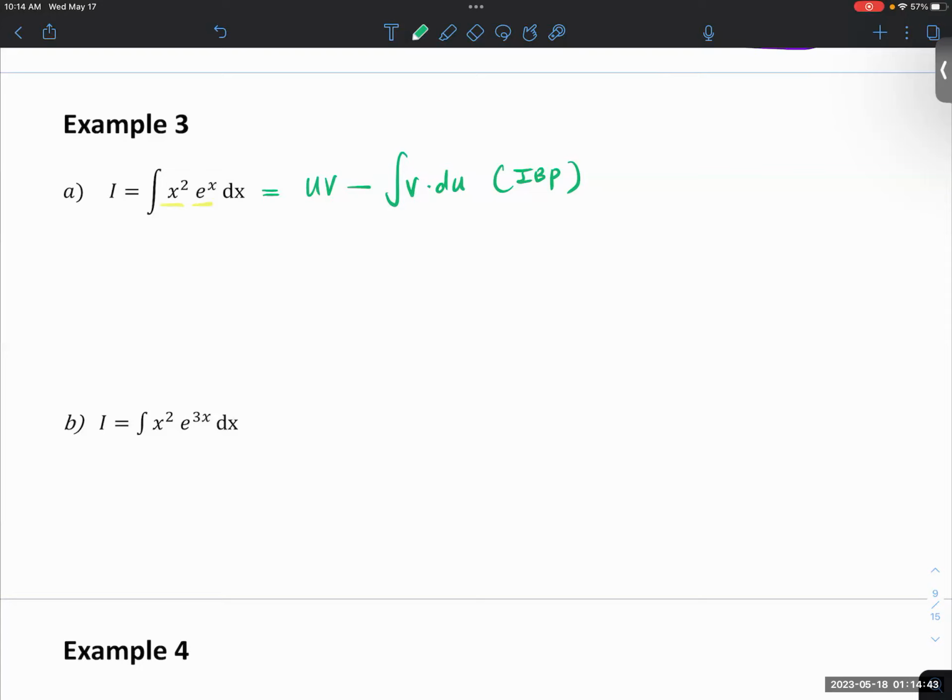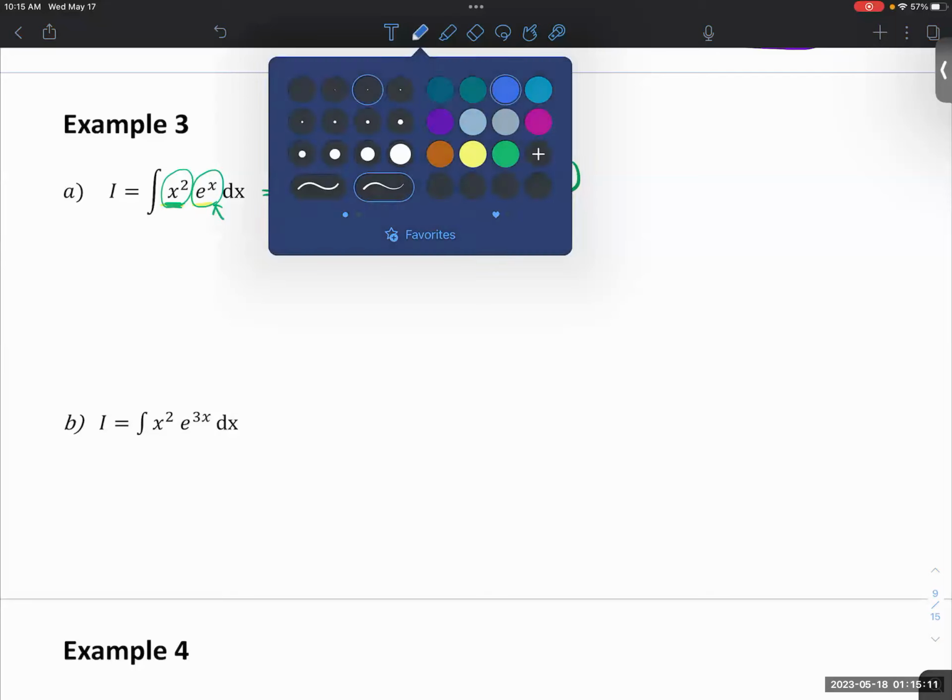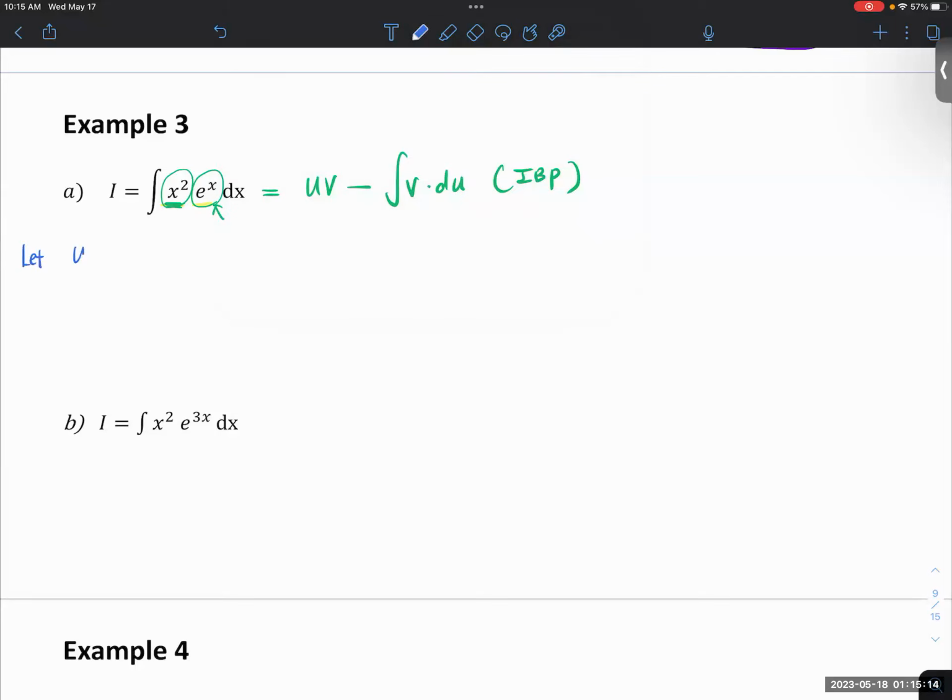So you might hesitate about which one is going to be the first function. Both of them are exponential: x squared and e to the x. If you have both, x is going to be the base. This is like e to the x, a very complicated function. Always x, whatever the base to the x. So when you have x in the base, it has priority. So we're going to say, let u equal x squared.